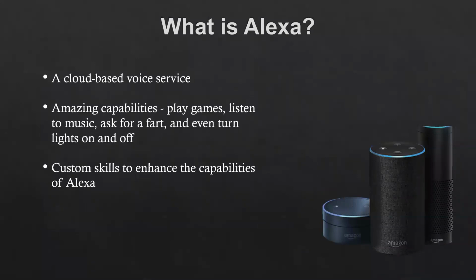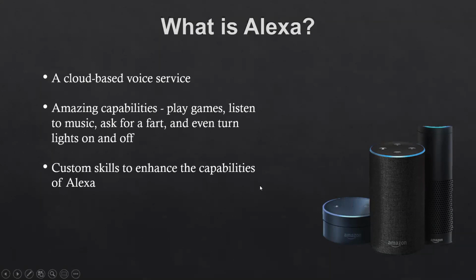So let's start with what is Alexa. Alexa is a cloud-based voice service which is enabled through various Echo devices. Alexa has various inbuilt features like providing weather forecast, news, and playing music. You can even play games or turn lights on and off. However, you can also create your own Alexa skills that you can use with your friends and family or even publish it to Alexa Store.